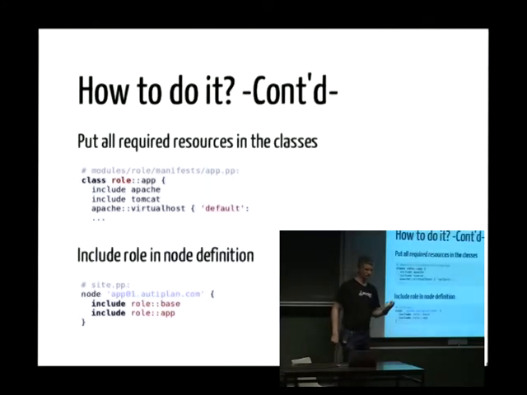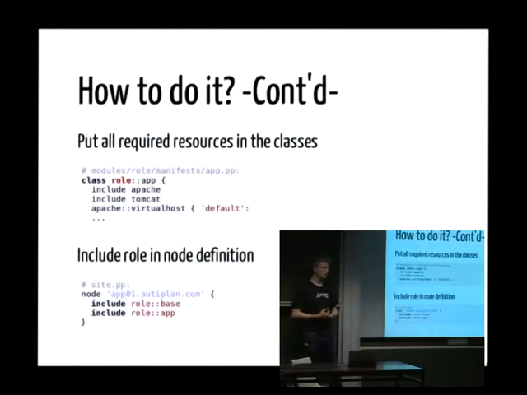Then for each role, I create a separate class in my role module, in this case role app, and in this case it includes Apache and Tomcat, and also you don't have to just include classes here. You can also specify a resource if you want to. And then after you've created them, you can include the role in your node definition in the site.pp. There's actually a smarter way to do this with Hiera, and I'll show this later on. In this case, on the Apple1 server, the role base and the role app will be included.